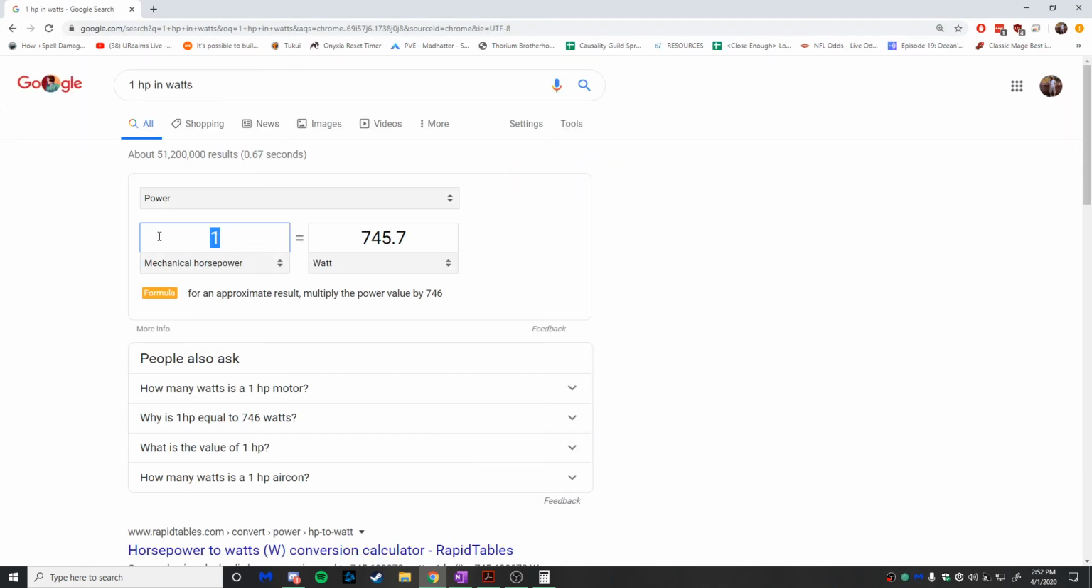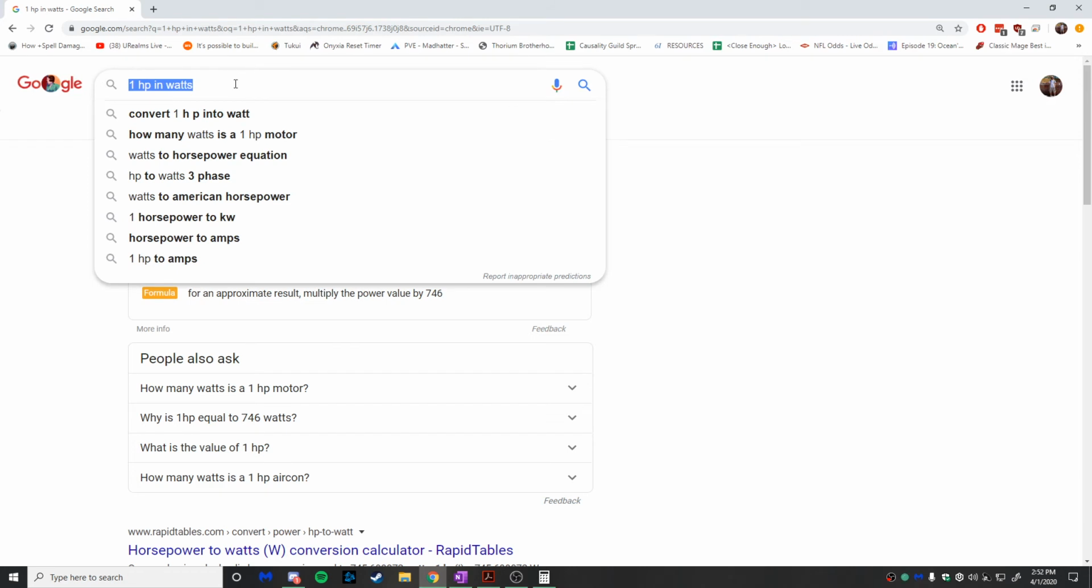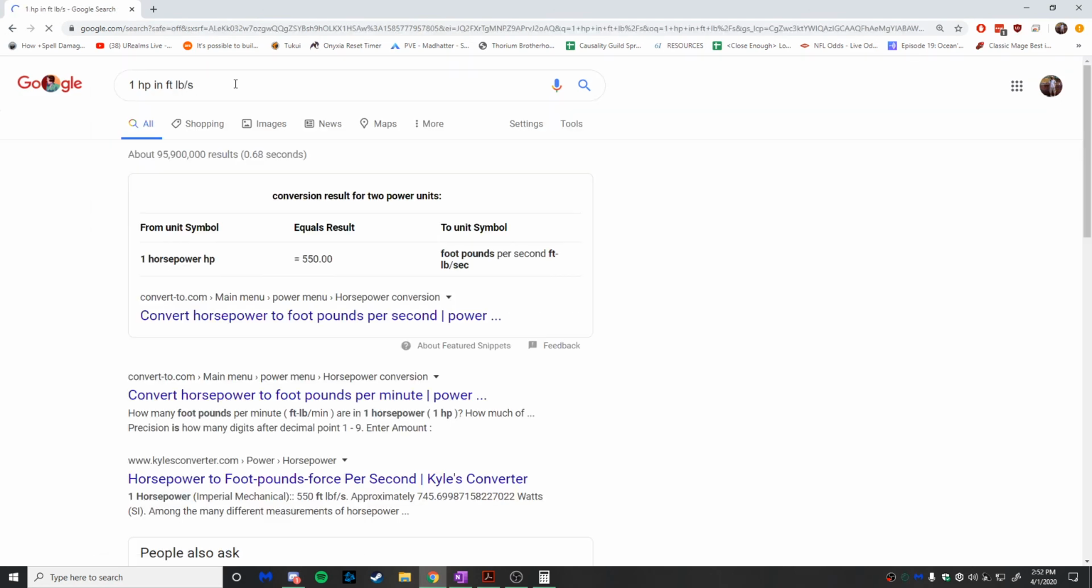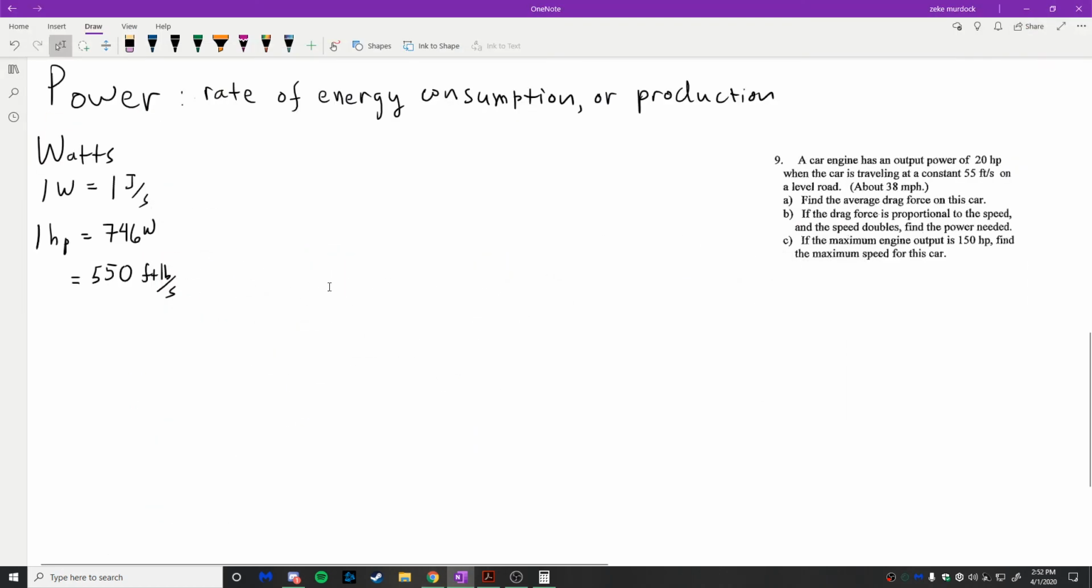746, okay. And if we do 1 HP in foot-pounds, 550. Okay, I got it right. Yay. Okay. So those are the units that we use for power. It's the rate of energy consumption or production. It could also be considered to be the rate at which work is done.